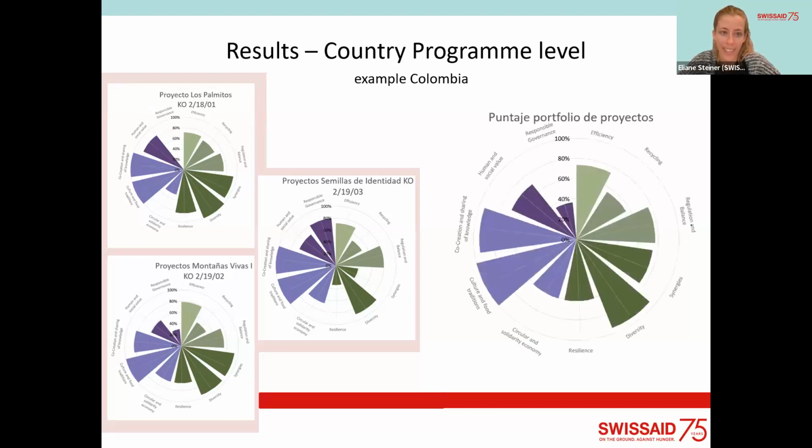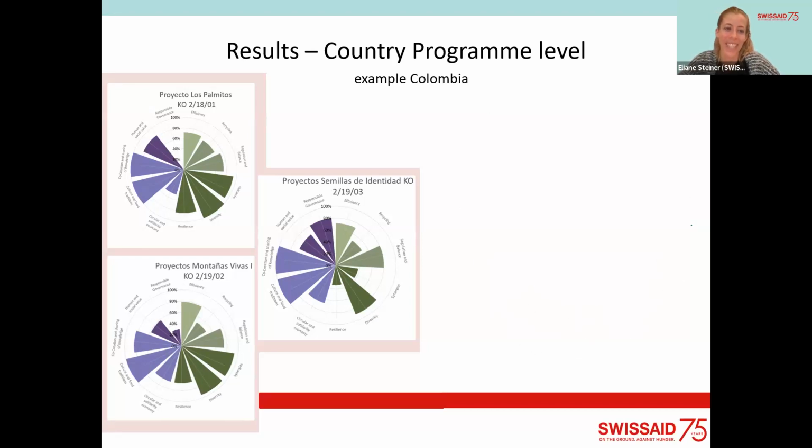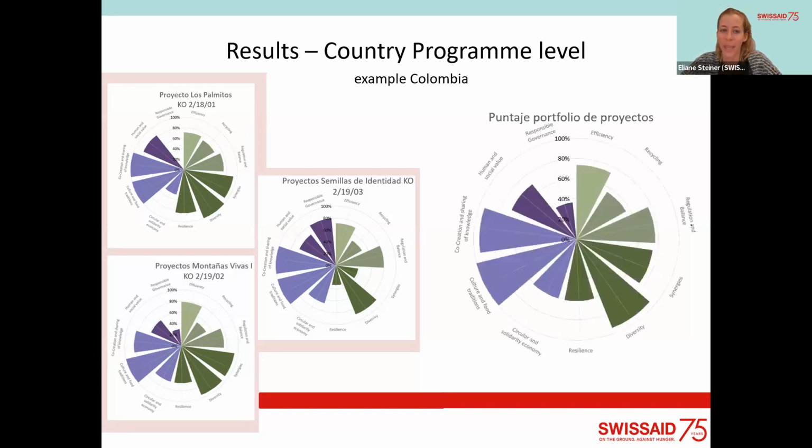The third project is a seeds project, so that's more on a policy level. Here you can also see that the purple elements score generally higher than the green ones. And then, as I mentioned, we also look at the portfolio, so these three projects together, because our aim on a country level is to have a portfolio that covers all the elements and all the levels of the food system transformation. Here we can see that we work in all the elements on a country level.